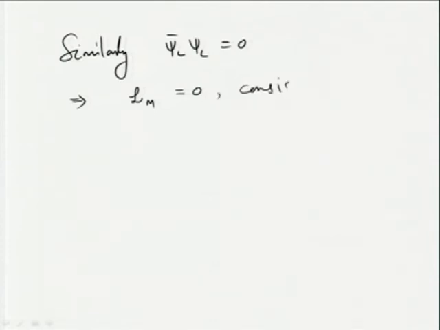Similarly, psi L bar psi L is also equal to 0. So, that tells you that the Lagrangian mass term is equal to 0. You cannot have it, if you want to be consistent with SU2 symmetry.